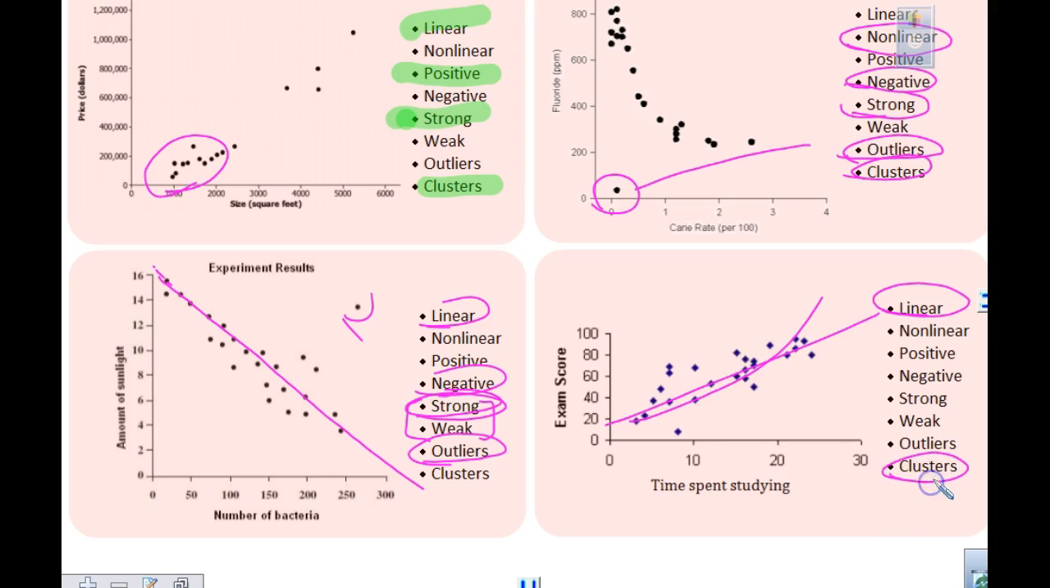All right. So, Greta, what else could we have? Positive, negative. Positive. Have anything else? Weak or strong?